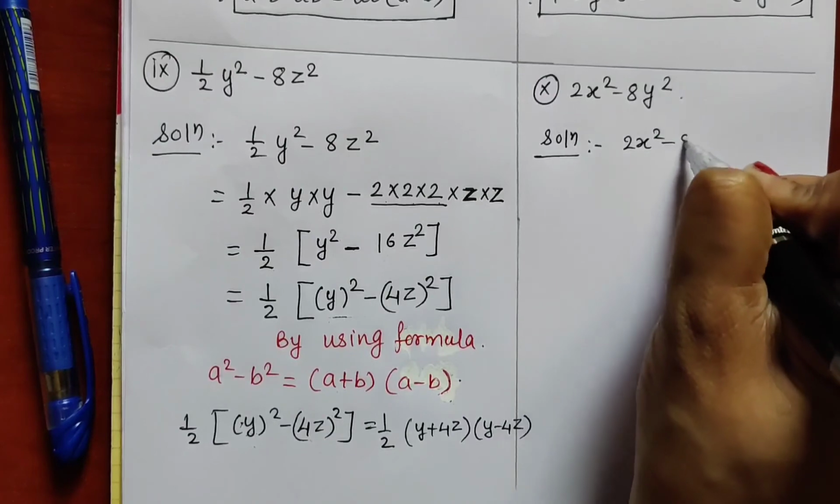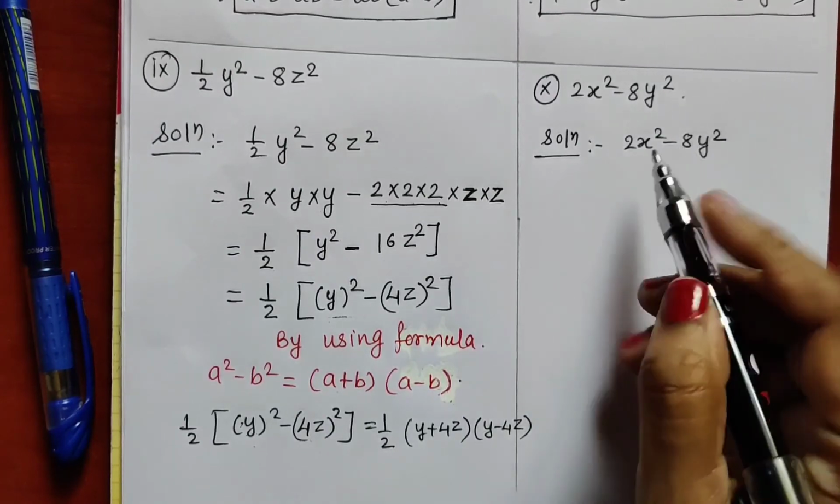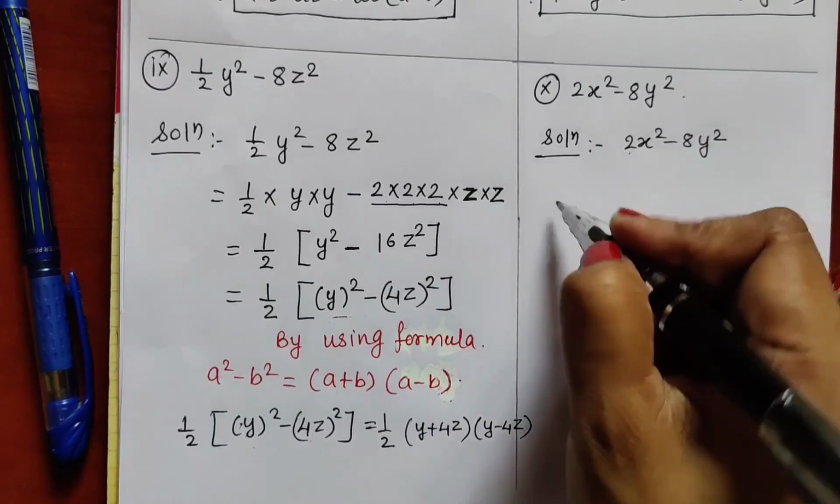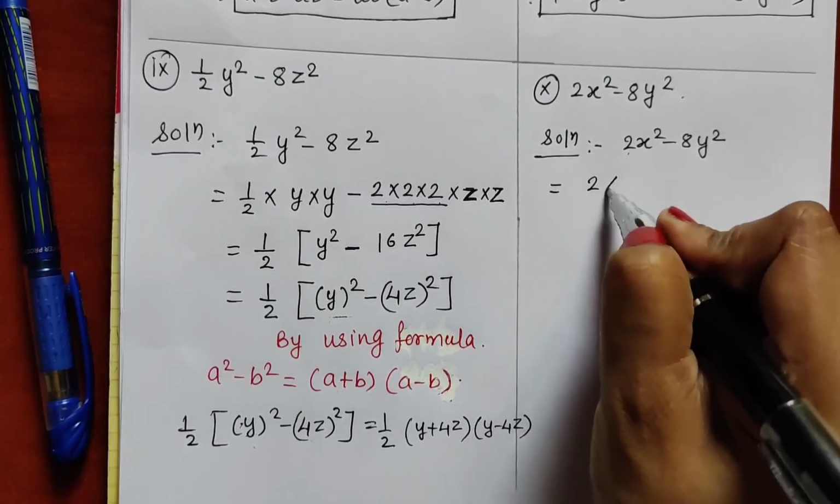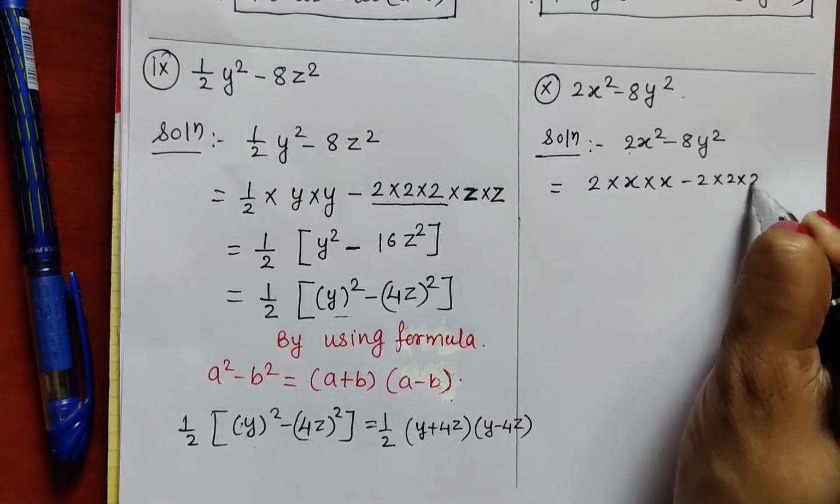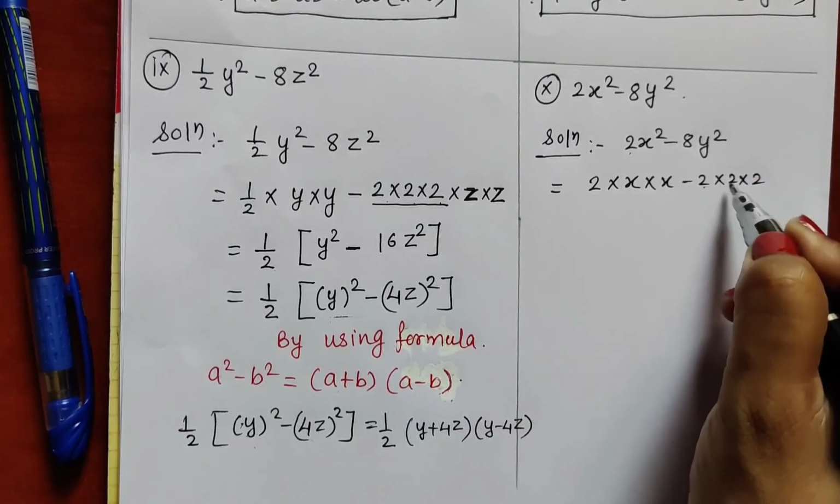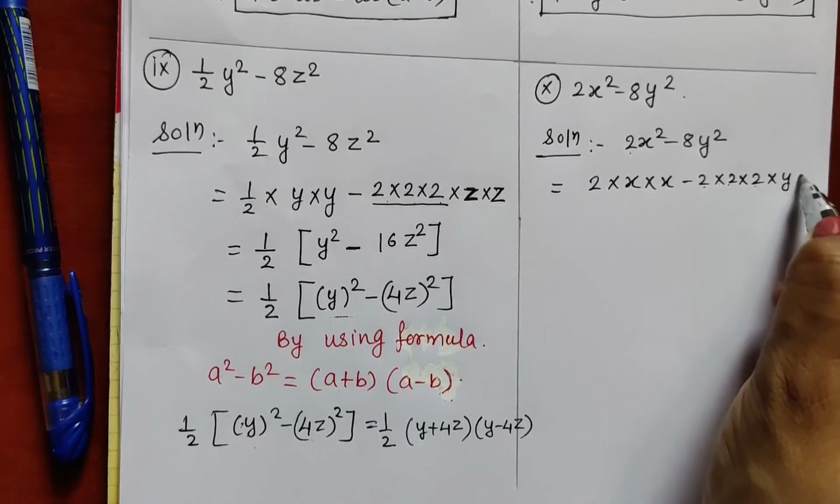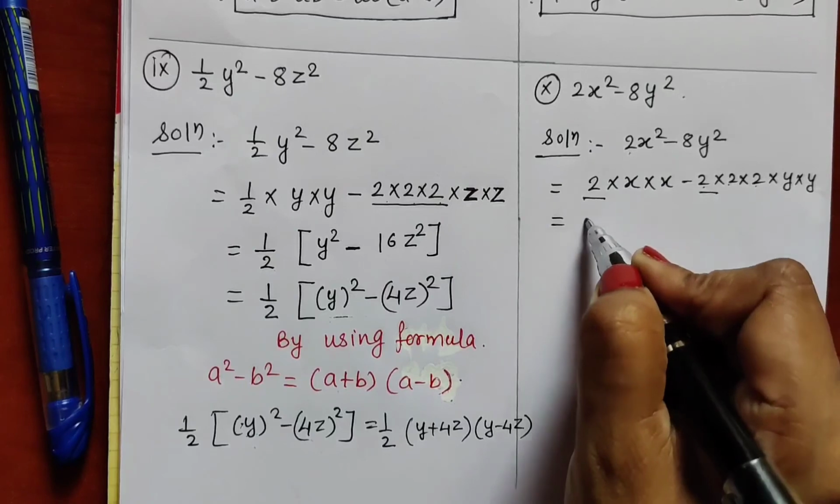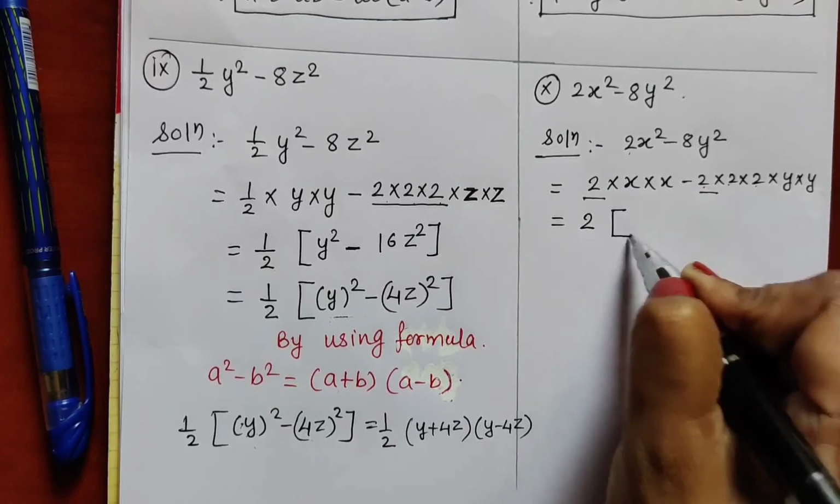2x square minus 8y square. Again 2 and 8 are not perfect squares, so we will first take out common. 2 into x square minus 2 into 2 into 2 into y square. 8 factors are 2 into 2 into 2, and y square is y into y. Now let us check, only 2 can be taken out common. So 2 I have to take out common. Inside the bracket, what is remaining?